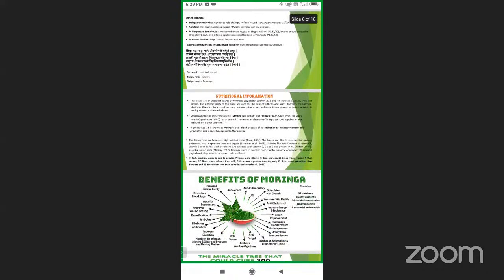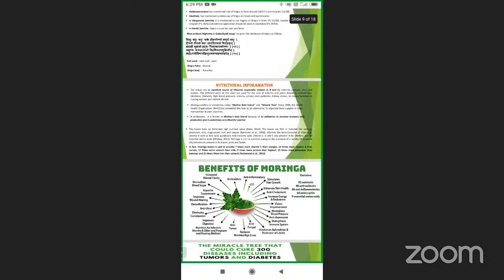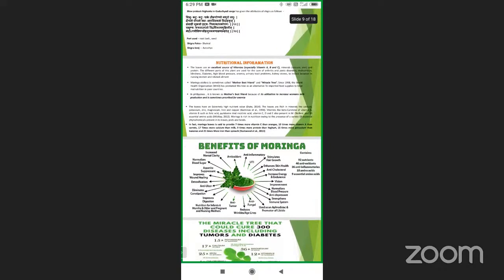Now coming to the nutritional information about this drug. This is an excellent source of vitamins, especially vitamins A, B, and C. The leaves of moringa are said to provide 7 times more vitamin C than oranges, 10 times more vitamin A than carrots, 17 times more calcium than milk, 9 times more protein than yogurt, 15 times more potassium than bananas, and 25 times more iron than spinach. This was a study conducted in 2013 and it was proved.